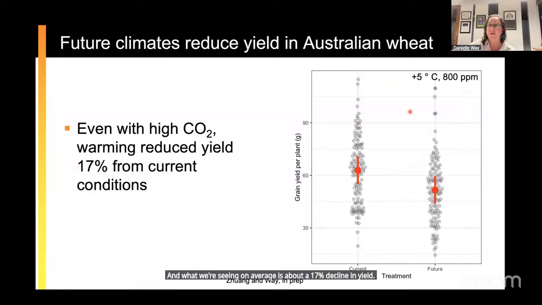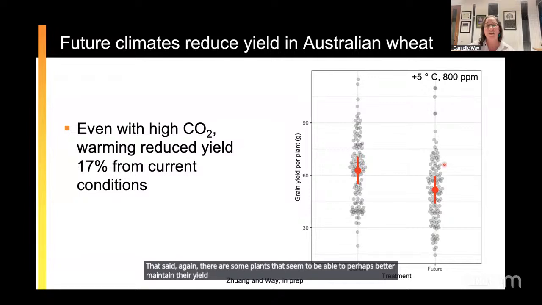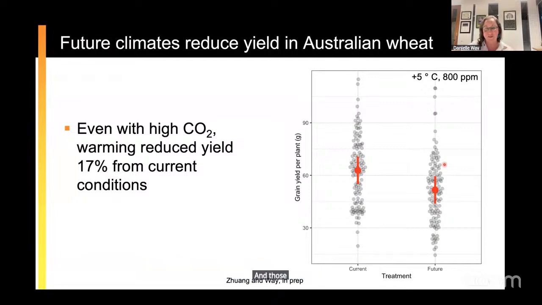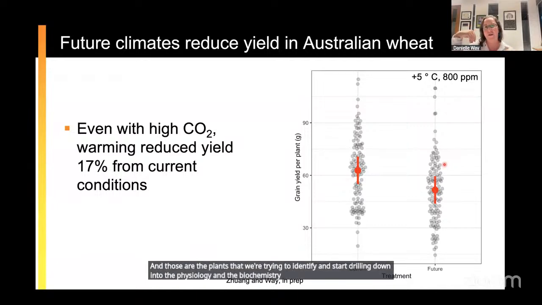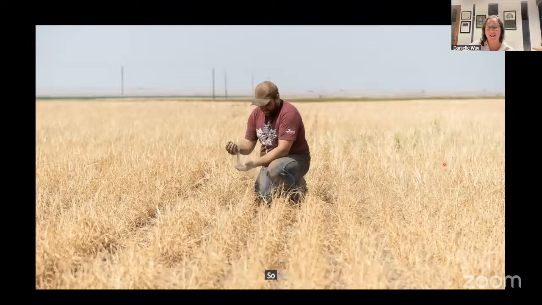That said, again, there are some plants that seem to be able to perhaps better maintain their yield under future climates. And those are the plants that we're trying to identify and start drilling down into the physiology and the biochemistry to understand how they can do that. So watch this space is what I'd say.